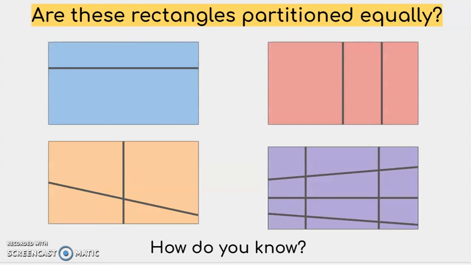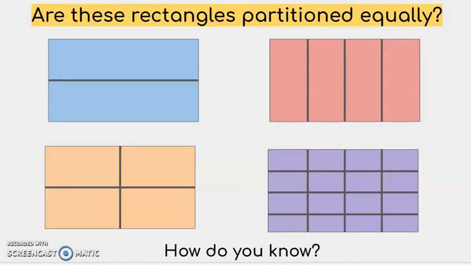Now look at these 4 rectangles. Are these rectangles partitioned equally? If you guessed no, you're right. But how do you know that they're not divided equally? Now take a look at these rectangles. Are these rectangles partitioned equally? How do you know? If you said yes, these are partitioned equally, you're right.